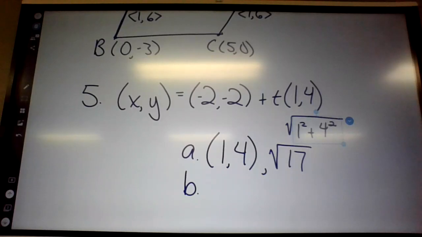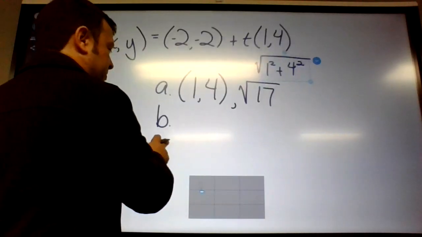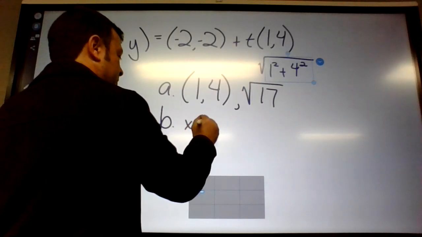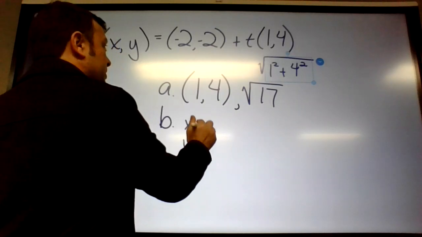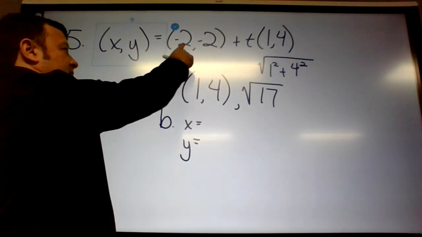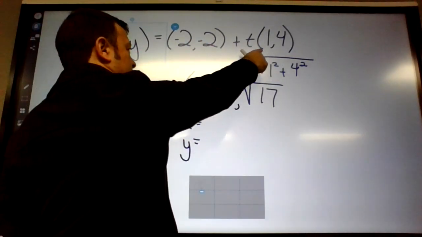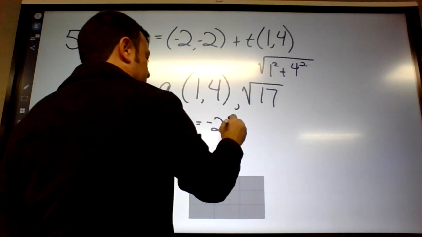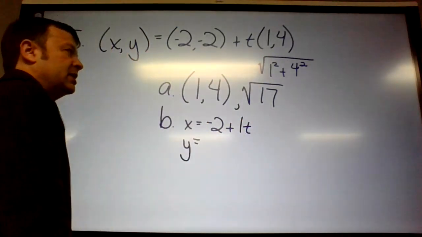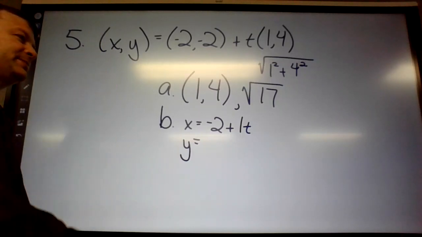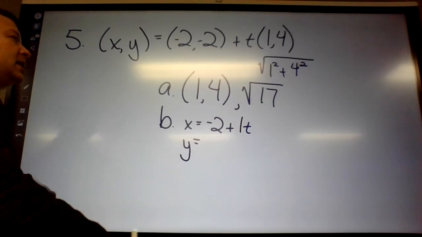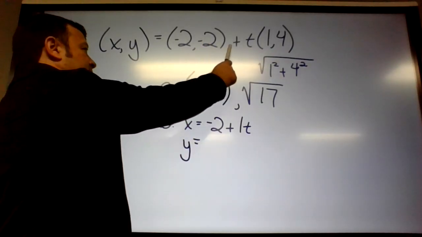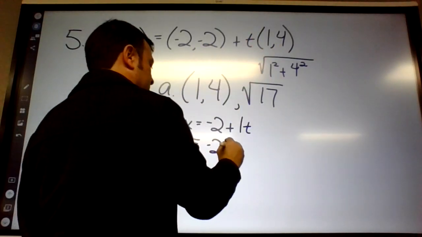Okay, B says find a pair of parametric equations. That's when we split it up. You guys pretty much got all these right, if you remember what it meant. It's when we split up the equation into an x and a y component. So for the x component, how is it moving? It's starting at -2, and it's increasing by 1t. So -2 plus 1t. And then how is the y component moving? It's starting at -2 and it's increasing by 4t, 4 times t.